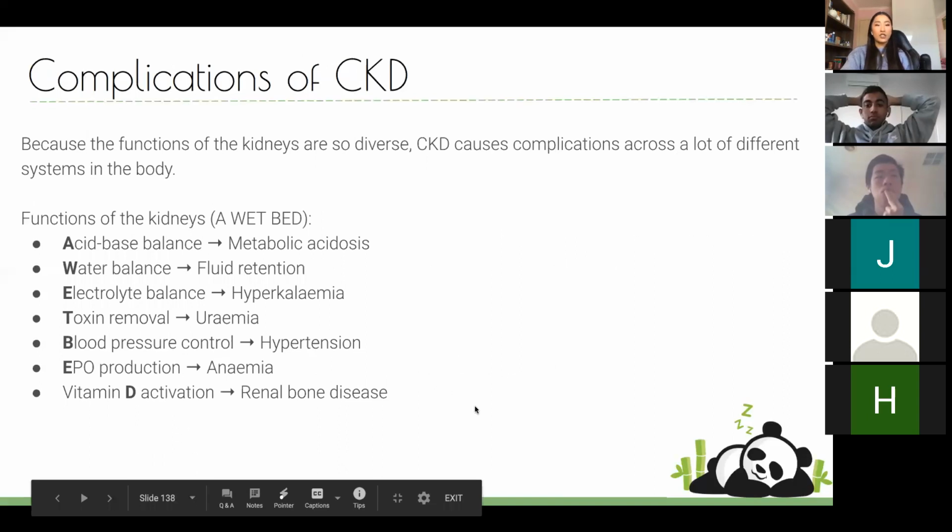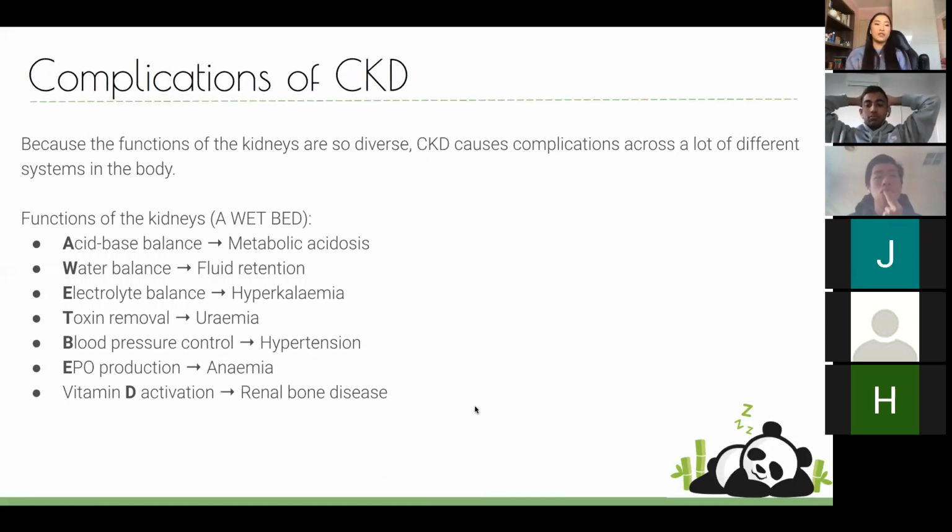Okay, so the complications of CKD. This is the highest yield part of CKD. This is what you need to know. And I think the best way to remember it is to think about the functions of the kidney. So what you see in chronic kidney disease is failure of the kidney and therefore issues with all of the things that the kidney is meant to do.